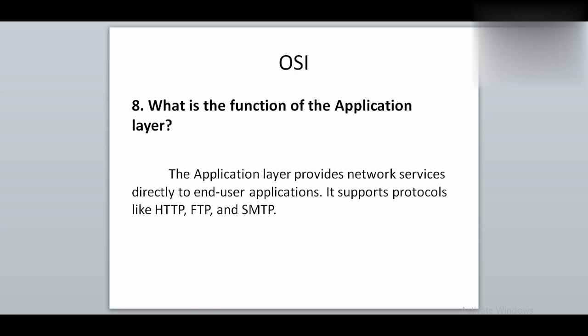And then there is the application layer. What is the function of the application layer? The application layer provides network services directly to end-user applications. It supports protocols like HTTP, FTP, and SMTP.